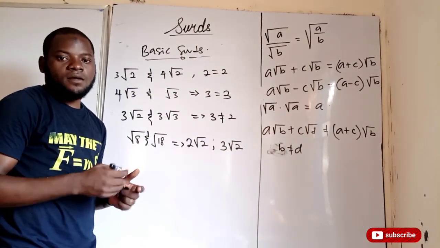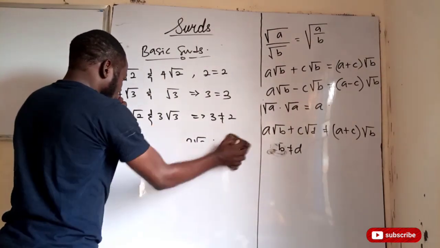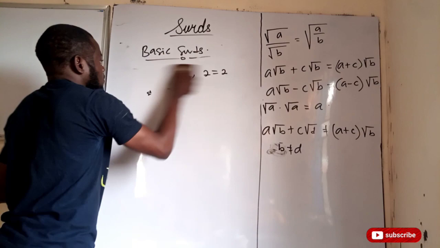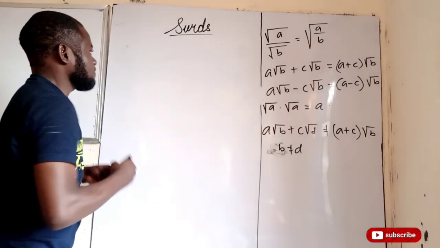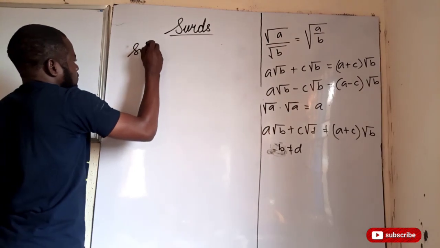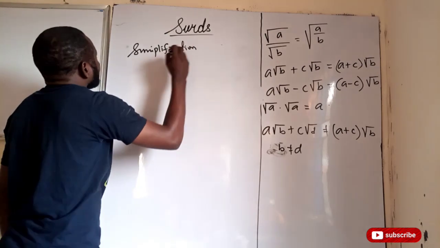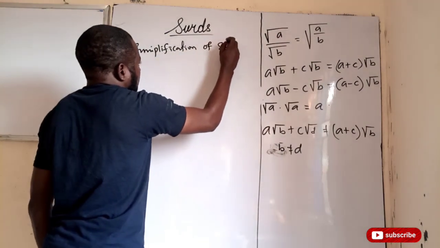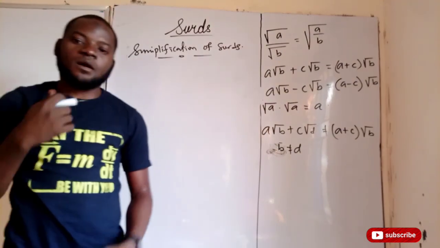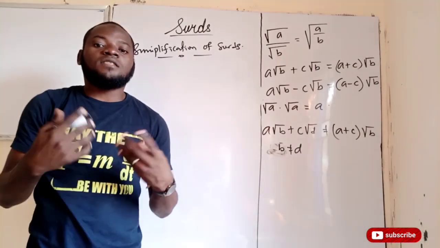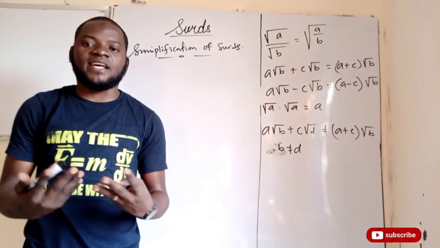Are we together? Okay, if that should be the case, I can now consider another concept which we call the simplification of surds. Now that we have understood the concept of basic form and the similarity of surds, we can carry out operations on those surds.